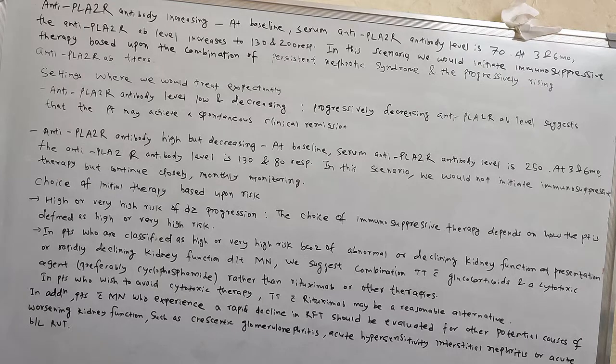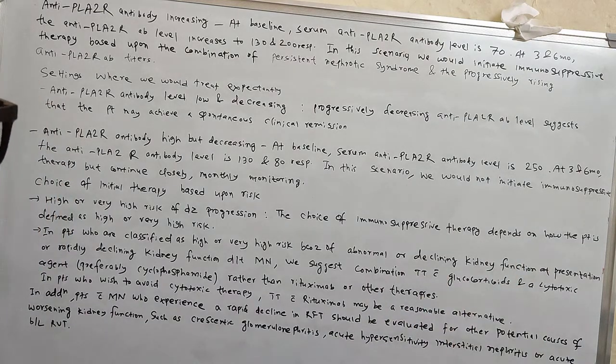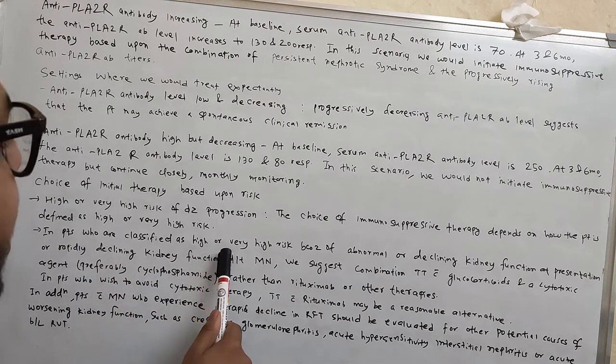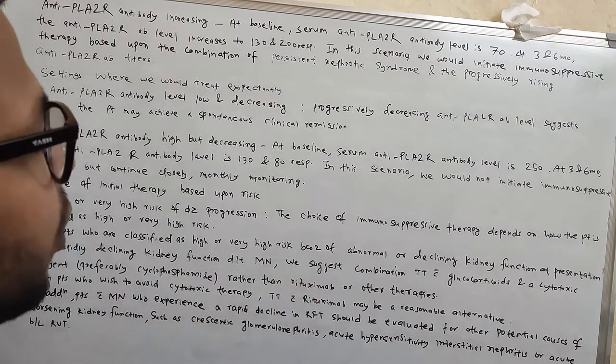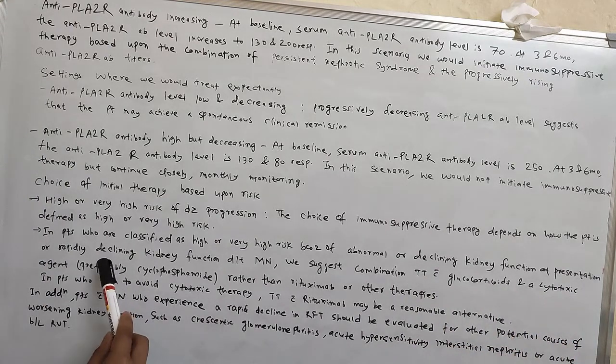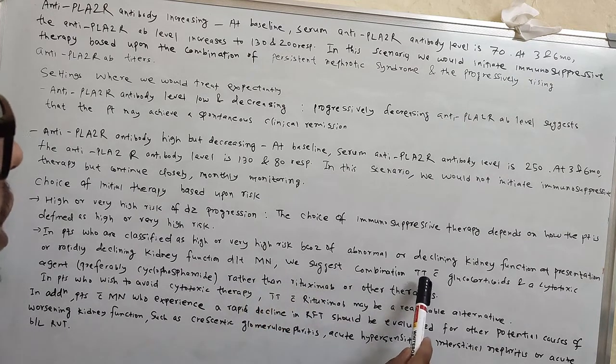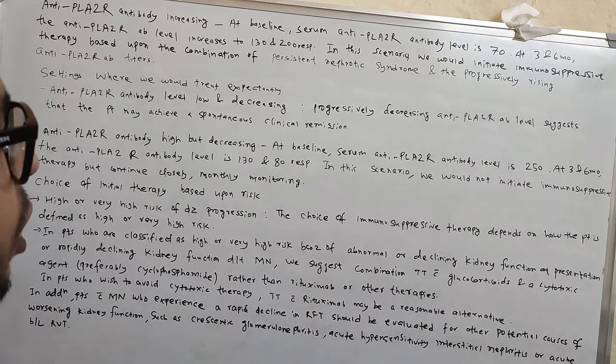So the choice of initial therapy is decided based upon the risk, whether the patient has high risk, moderate risk, or low risk. First, high or very high risk of progression of disease. The choice of immunosuppressive therapy depends on how the patient is defined as high risk or very high risk. In patients who are classified as high or very high risk because of abnormal or declining kidney function at presentation or rapidly declining kidney function due to membranous nephropathy, we suggest combination treatment with glucocorticoids and a cytotoxic agent.